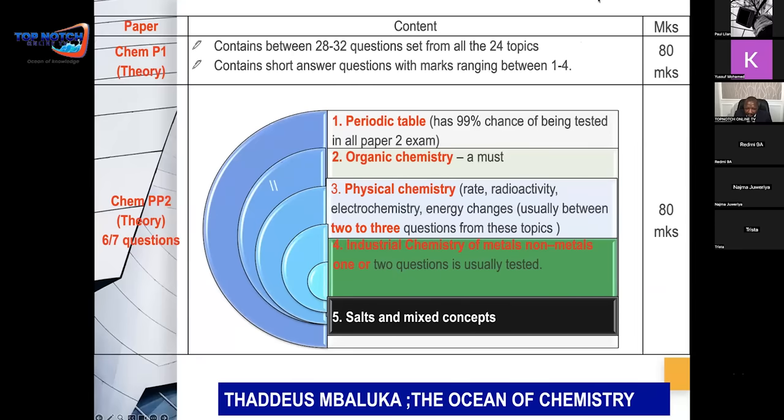Then we have the industrial chemistry. Many students think industrial chemistry is simply the Solvay process, Ostwald, Haber process, and contact. No. The chemistry of metals and non-metals. The chemistry of metals and non-metals, make sure that you're able to correct that. The chemistry of metals and non-metals is what we talk about as the industrial chemistry.